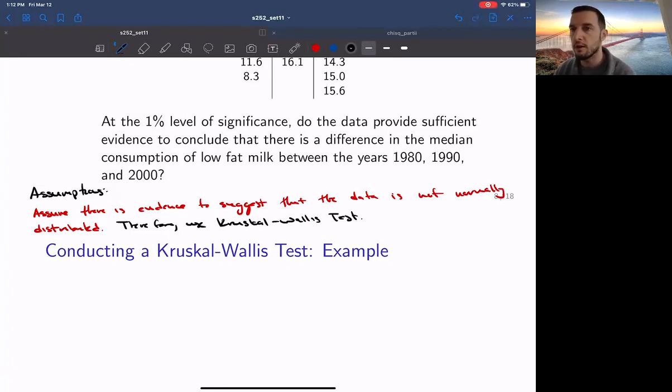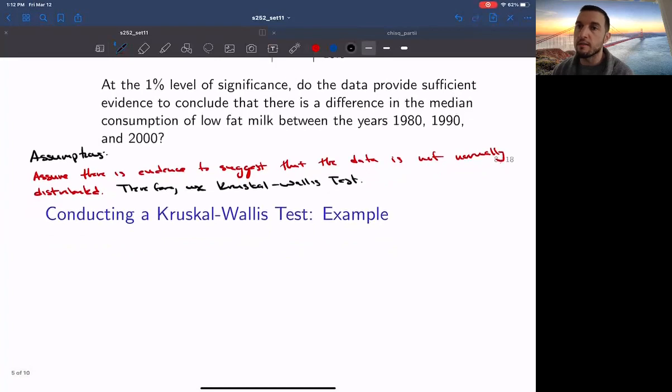Again, the main assumption that we're working around here is that normality assumption. So this is an alternative to the one-way ANOVA, which depends on normality and constant variance. But we're saying here that there is some evidence to suggest it's not normal. So the Kruskal-Wallis is a natural alternative. Okay, so our assumptions here are SRS with n_j greater than 5.